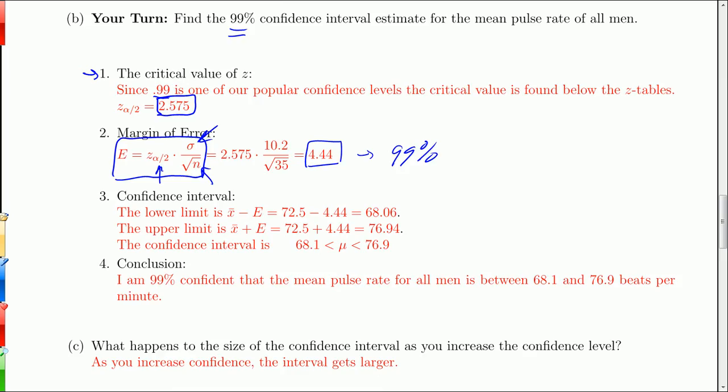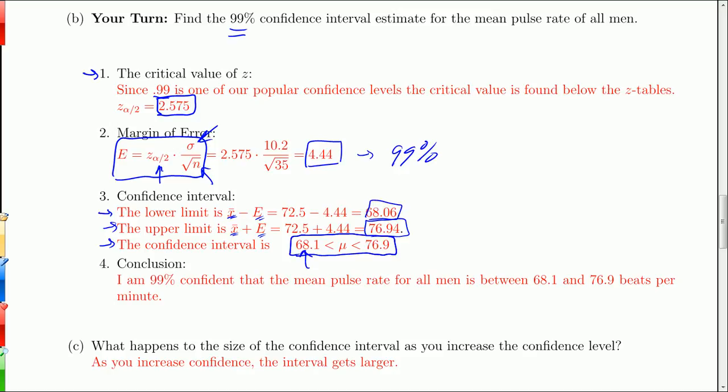Creating the confidence interval is very simple. I find the lower limit by taking the sample mean minus the margin of error. It's 68.06. The upper limit is found by taking the sample mean and adding the margin of error, 76.94. And for the confidence interval, I just take my upper and lower limits and round them to 1 decimal place.